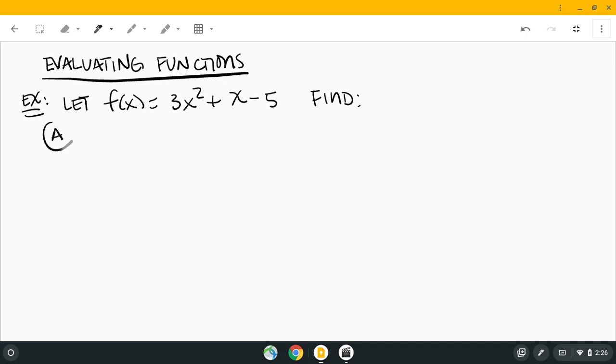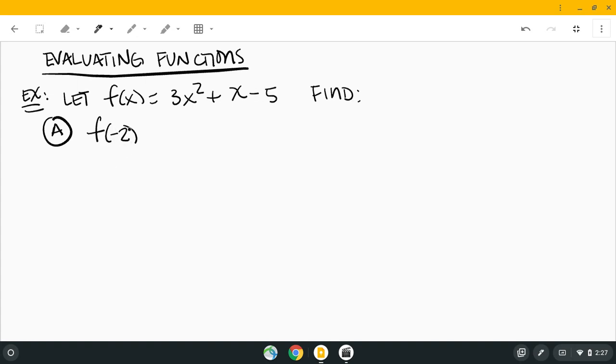All right, so letter A. Let's go ahead and find f of negative 2. Okay, so here, when you see something like this, it is not a multiplication. This means that x is negative 2. Okay, so you're replacing this x with negative 2. So that means you have to replace these x's with negative 2. Okay?